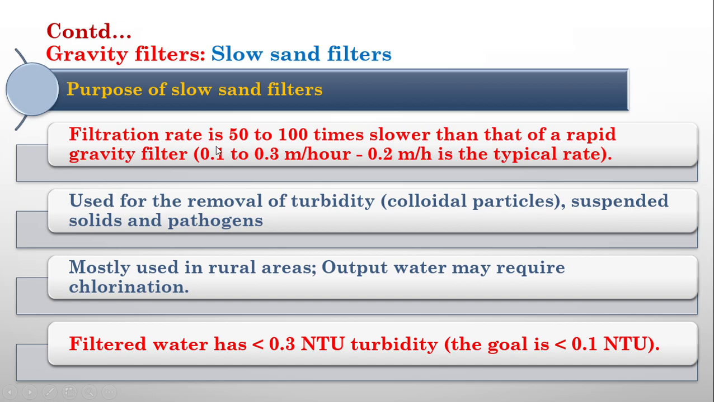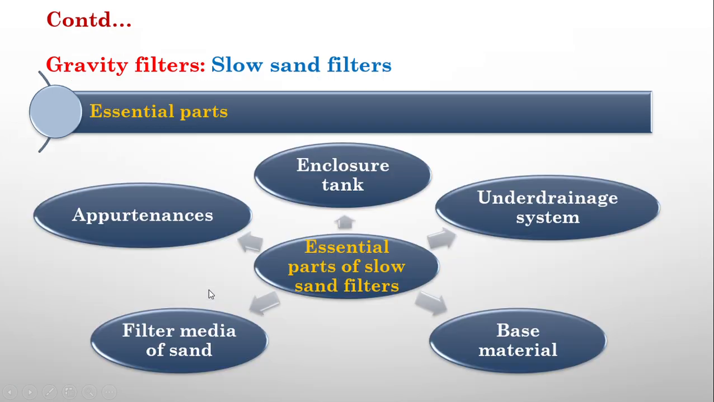There is another filter known as the rapid filter. The slow sand filter filters water at a rate 50 to 100 times slower than the rapid filter. It is used to remove turbidity, suspended solids and pathogens. It is mostly used in rural areas. It is not a developed system, so it can be used in rural areas. And the final filtered water will have a turbidity of less than 0.3 nephelometric turbidity units. So this is very pure water. Okay. So this is about the purpose of the slow sand filter.